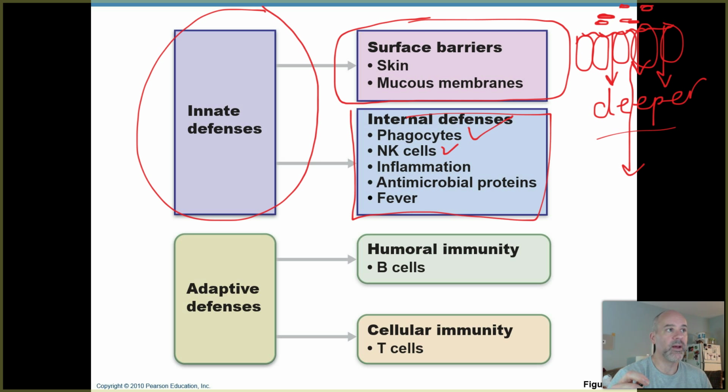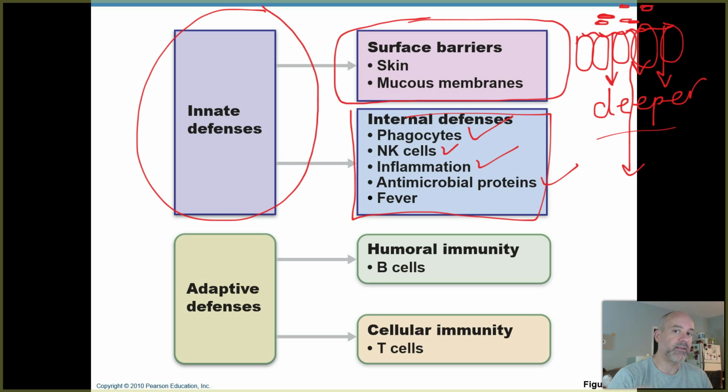You'll learn more about that in microbiology. So natural killer cells are actually programmed to hunt for microbes that are inside your own cells of your body, lurking and multiplying. Inflammation is a process that is triggered by injury and infection, and we'll talk about that. Antimicrobial proteins, you'll hear more about those when you take microbiology. There are proteins, many of which are kind of like your clotting factors.